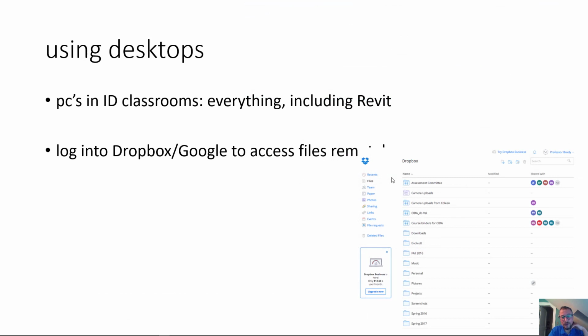So if you do use the desktop computers, by all means, log in to your Dropbox or Google file saving system on the desktop, and that will allow you to access your files on the desktops. You can also just download individual files, but please remember to upload stuff back into your account. Again, the reason I like to use Dropbox is it's just so easy to drag something back in and update your files.